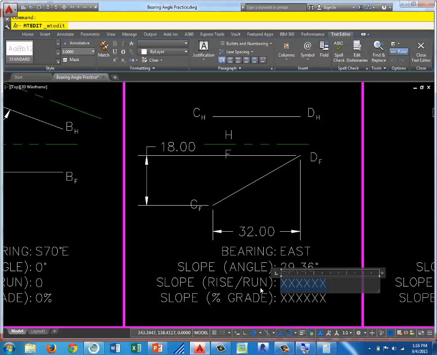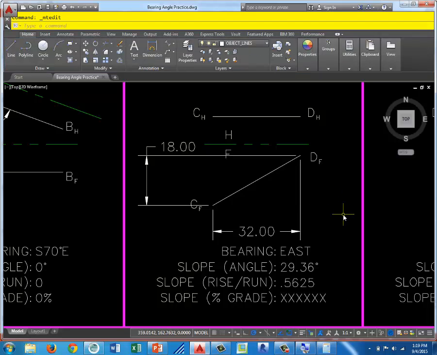We don't need to keep the dimensions on there. You don't, no. And I don't care if you do. I'm not going to count off if you do. But you don't need to keep them on there.